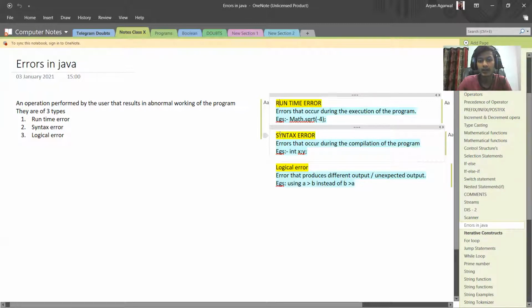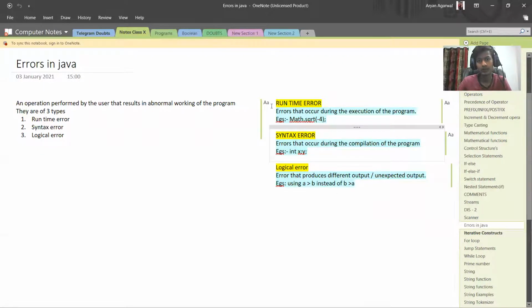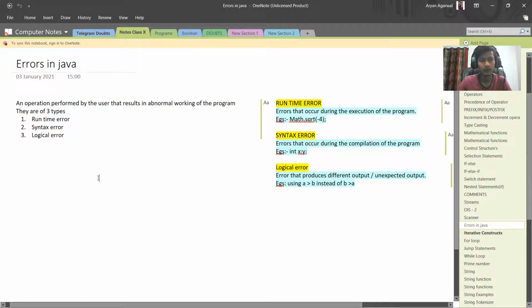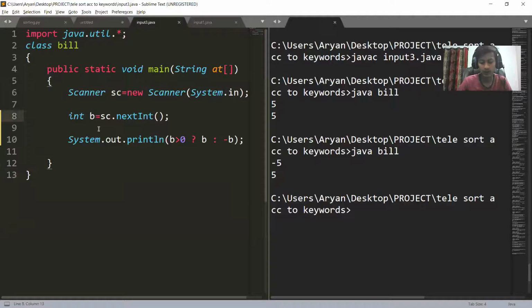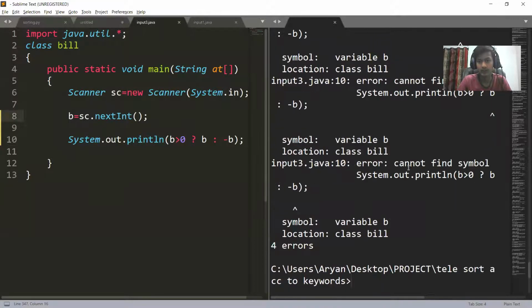The next type of error we have is the syntax error. What are syntax errors? The errors that occur during the compilation of the program. What kind of error can we get during the compilation of the program? The syntax error. Suppose right now I forgot the data type, so it showed me an error, like you all can see, "cannot find symbol." This occurred during the compilation of the program. Therefore, these are known as syntax errors, and they occur due to the bad syntax that we use.